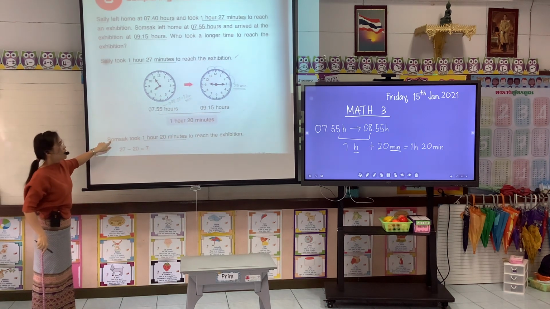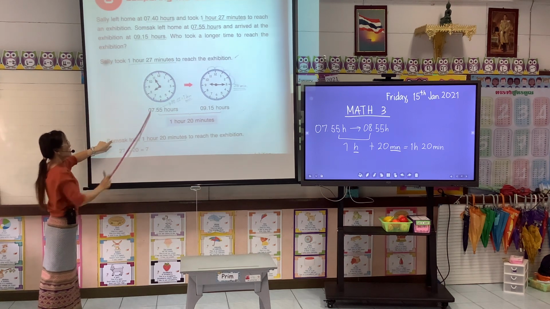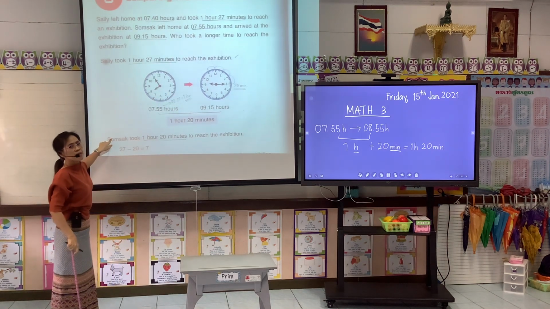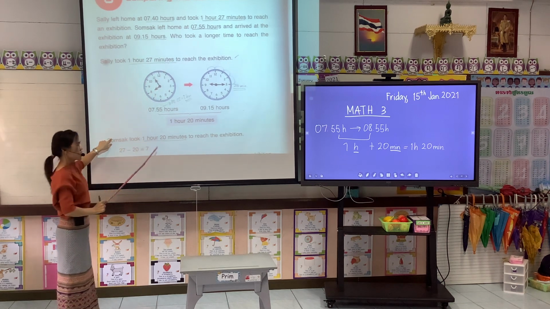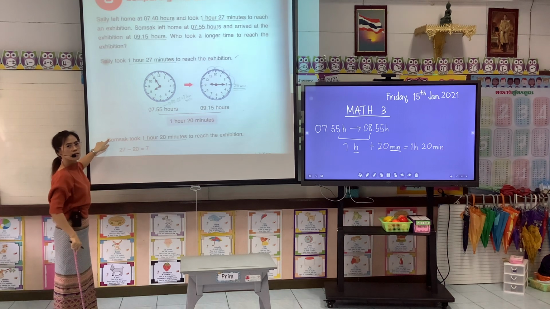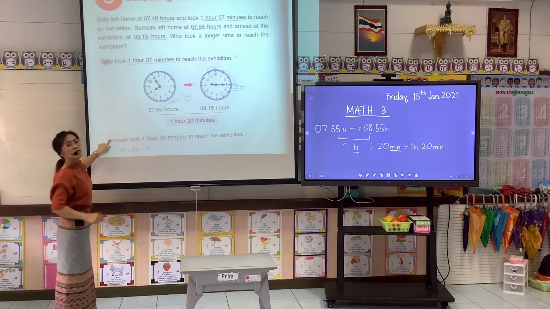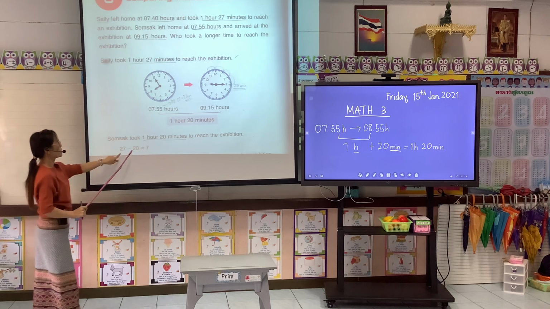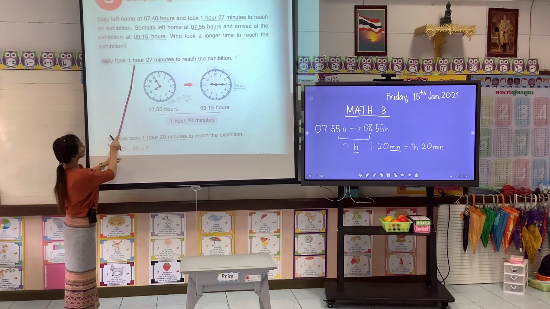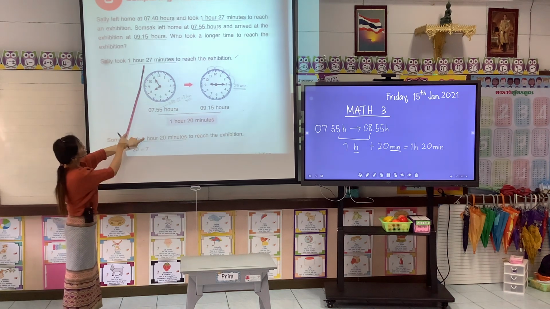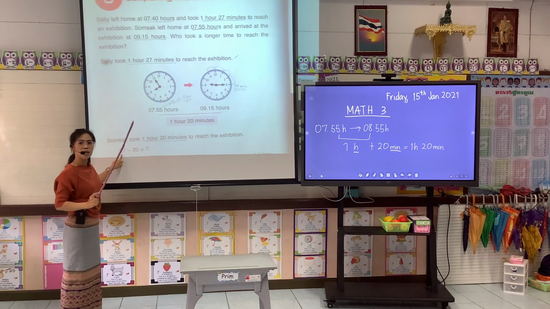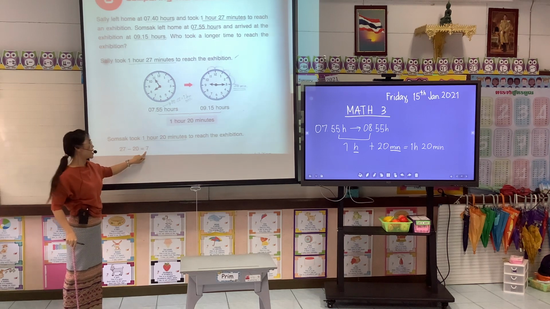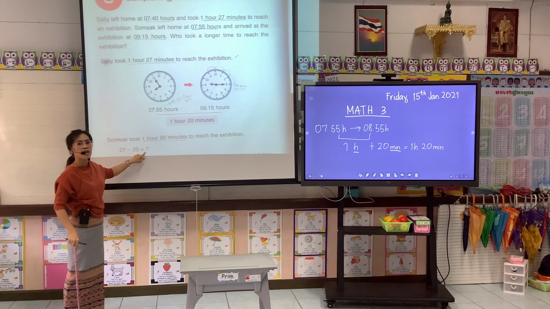Okay, now we compare 1 hour 27 minutes and 1 hour 20 minutes. Who took longer? So which time is longer? 1 hour 27 minutes or 1 hour 20 minutes? Okay, 1 hour and 27 minutes is the longer time. Now let's see the difference. Right there, both 1 hour, right? 1 hour, 1 hour. 27 minutes, 20 minutes. To get the difference, we are going to subtract, of course. 27 minus 20 equals 7. So the difference is 7 minutes.